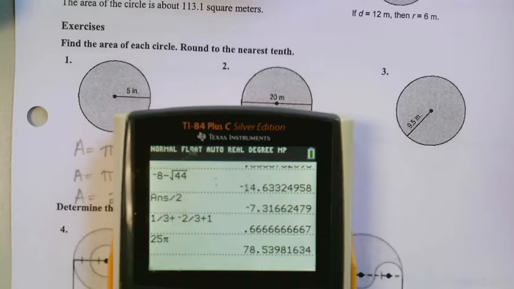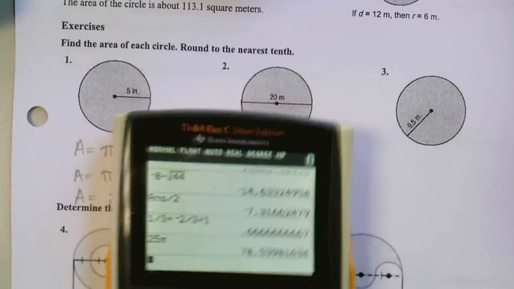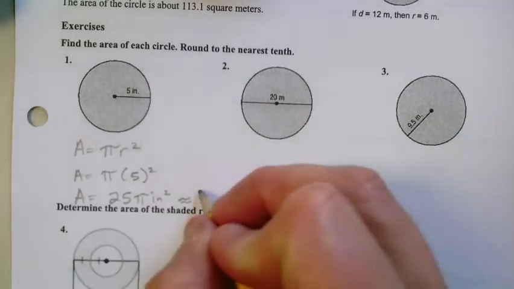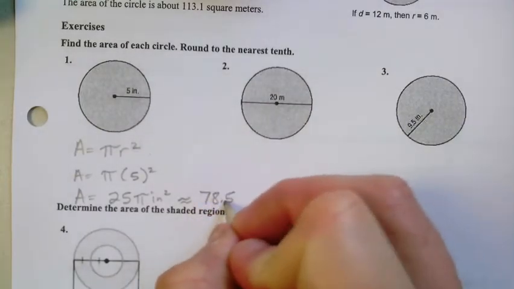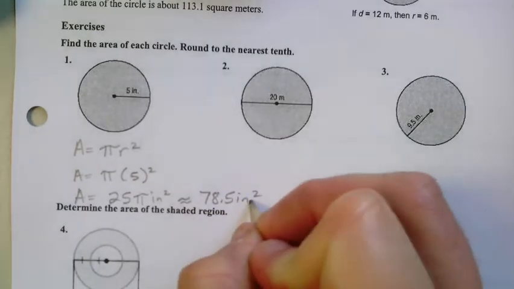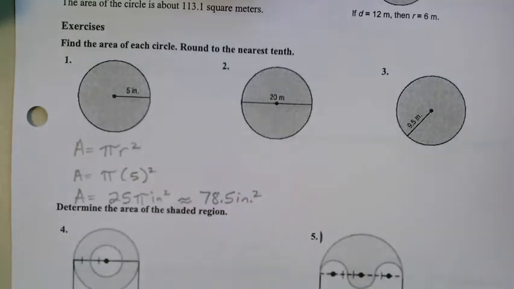and I'm back. 78.5 is what we're looking at for the area. 78.5 square inches. So almost 79 square inches cover that circle right there. Okay? So, yeah, area of a circle, pi r squared.